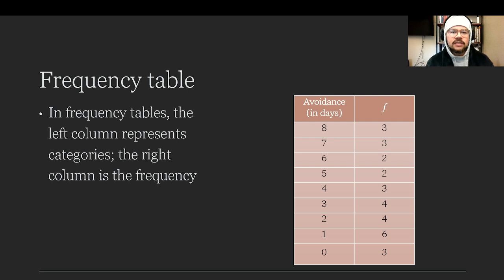We discussed this in the last video when talking about this question of what is the longest amount of time in days that you avoided social media. We surveyed 30 people. This was their data. And remember, when it comes to a frequency table, we're talking about taking this data that we've collected, and organizing it such that the left column has our categories, the right column has our frequencies.